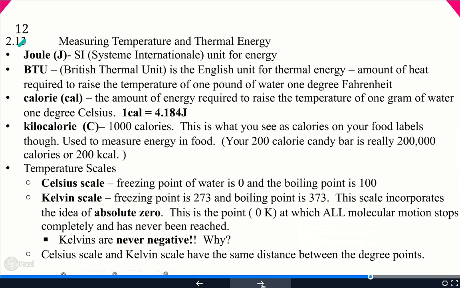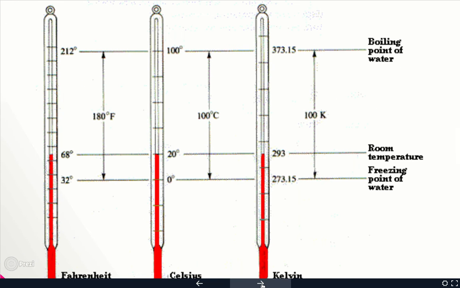All right, let's look at these right here. So the first one is a Fahrenheit scale. Now notice how the markings on the Fahrenheit scale are closer together. The second one is Celsius and the third one is Kelvin. Notice how their markings are exactly the same distance apart. I don't know why they didn't line these up just perfectly, but the Kelvin scale and the Celsius scale have the same distance between their markings.